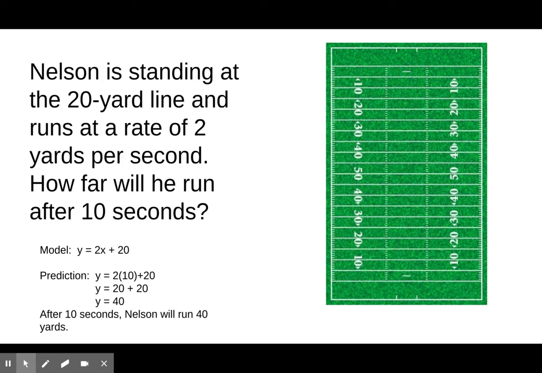And then since we are wondering how far he will run after 10 seconds, our prediction would be y equals 2 times 10 plus 20, because we're going to simply insert the 10 for where the x is. And then we come to the conclusion that after 10 seconds, Nelson will run 40 yards. So our model is y equals 2x plus 20. Our prediction is 40. Our conclusion is that after 10 seconds, he will run 40 yards.